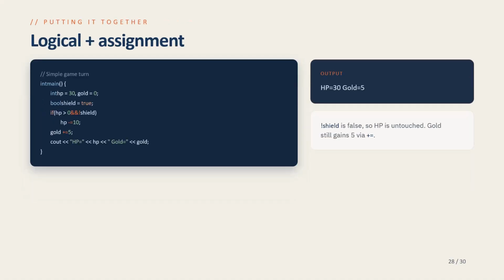Next is about combining logical and assignment operators. In real programs, logical operators are often used to make decisions, while assignment operators are used to update the variables based on those decisions.